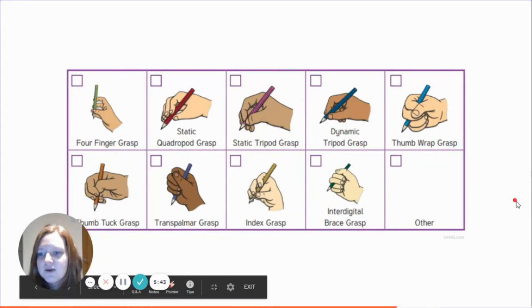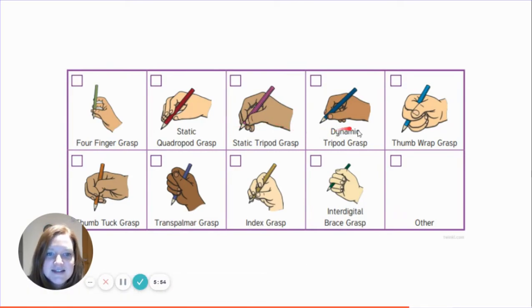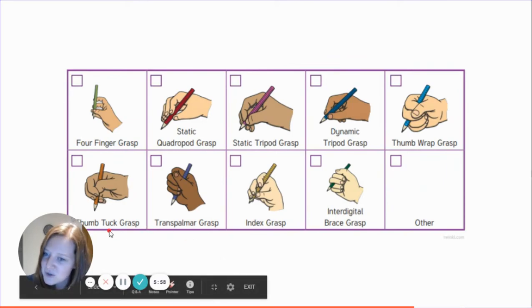Okay, so these are all the different types of pencil grip that you might have. There's a 4-finger grasp, there's a static quadrupod grasp, a static tripod, a dynamic tripod, a thumb wrap grasp, a thumb tuck grasp, a transpalmar grasp, an index grasp, and an interdigital brace grasp.